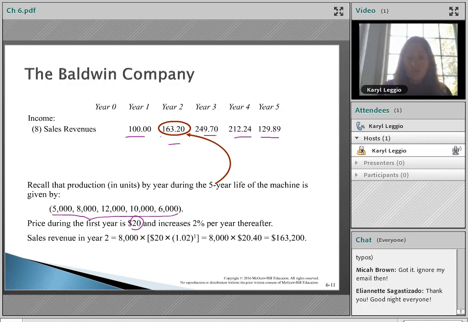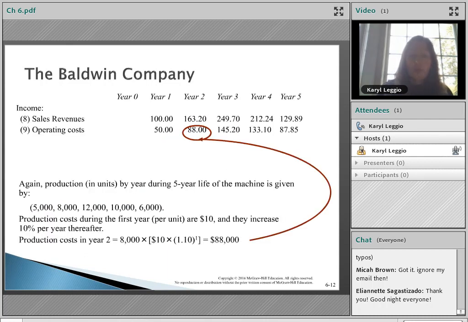Each year the price goes up by 2% more, and the number of units that we sell are 5,000 in year 1, 8,000 in year 2, 12,000 in year 3, 10,000 in year 4, and 6,000 in year 5. Okay, that's our sales numbers. The next we need is our costs. And they told us in the problem that, again, we're selling the same number of units.